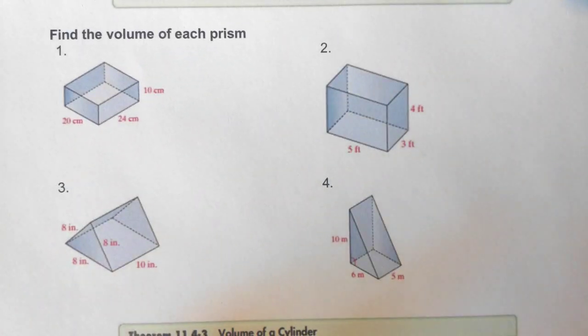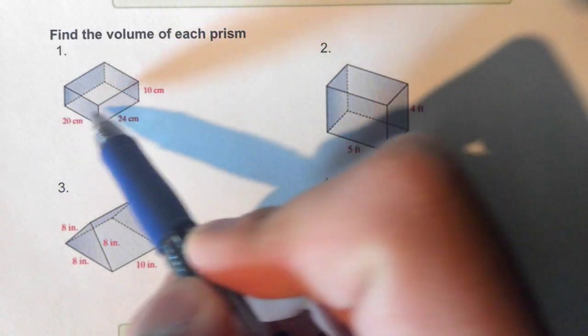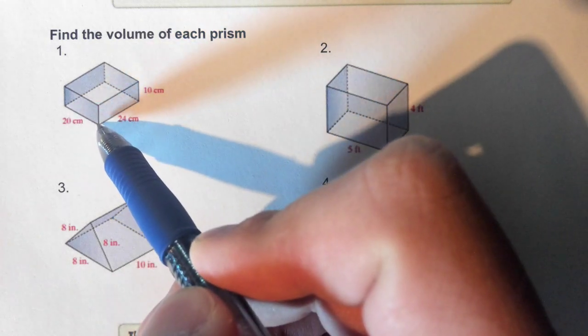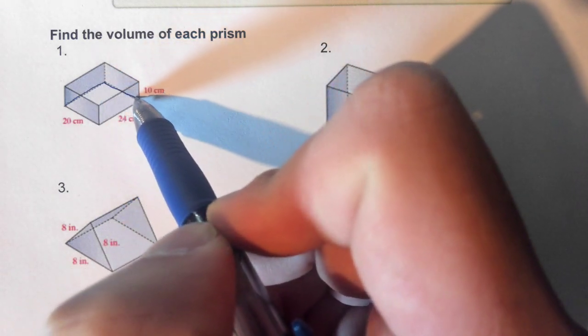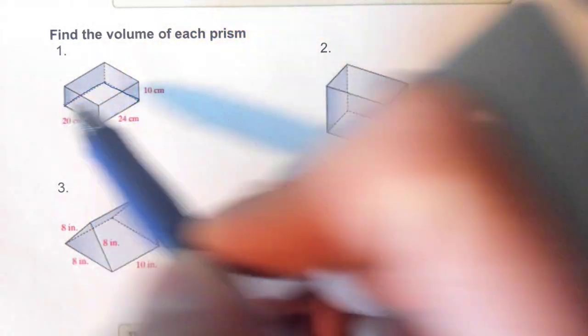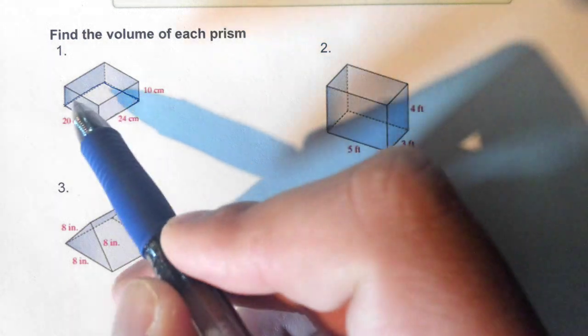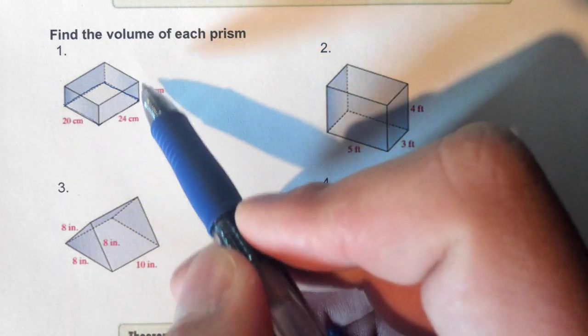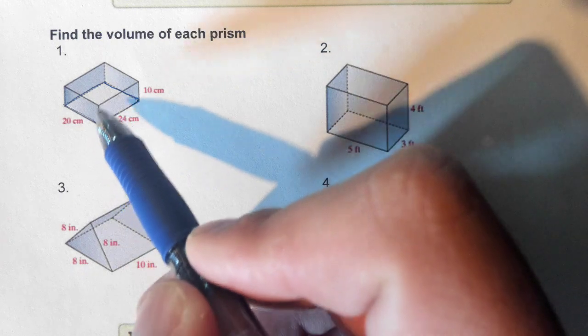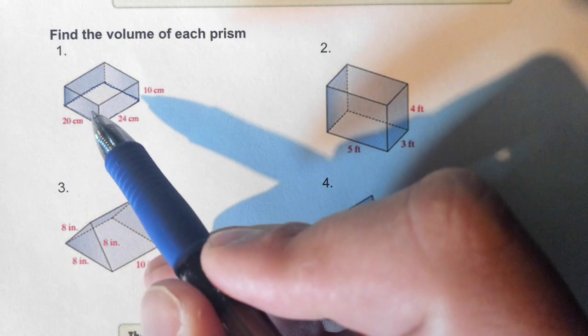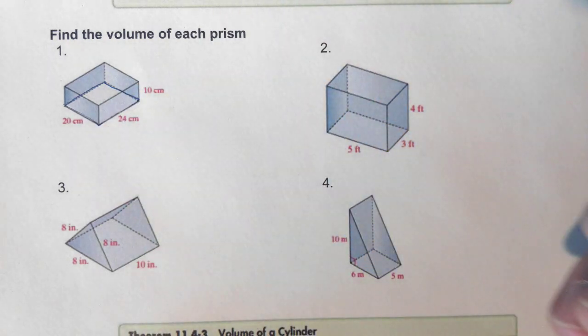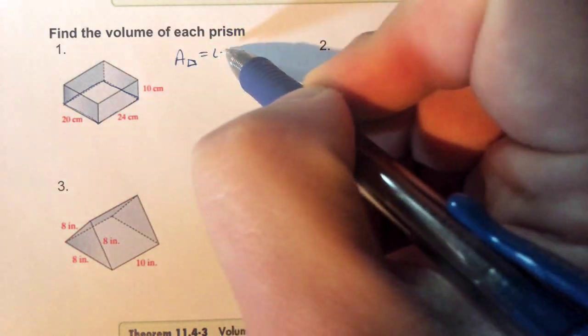So let's look at a couple of examples. Looking at this picture, the base is really going to be the bottom of that box. You could, if you wanted, say that the right side would be a base, and that's the height. It doesn't really matter. You can do whatever you want whenever it's a rectangular prism. The area of a rectangle, in case you don't remember, is length times width.